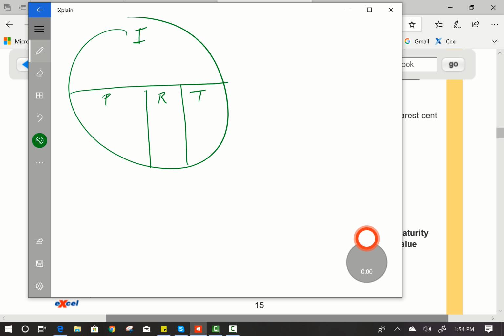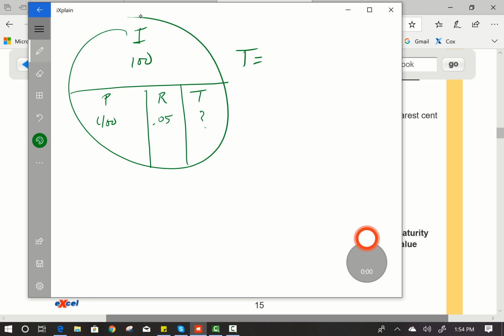Okay, the principal is 400 and the rate is 5%. Again, your values may be different. We don't know the time, so that's what we're going to solve for. And the simple interest is $100. Okay, so time is what we're solving for here.